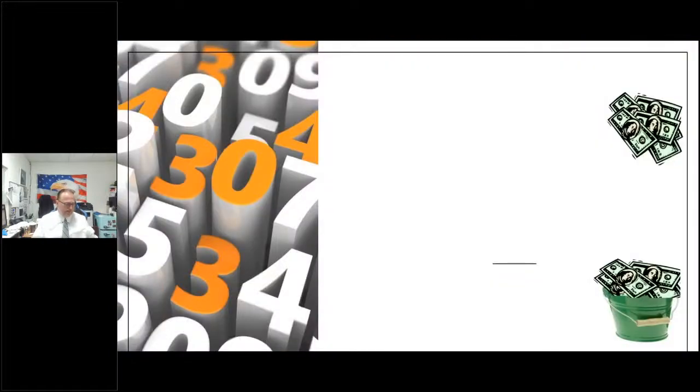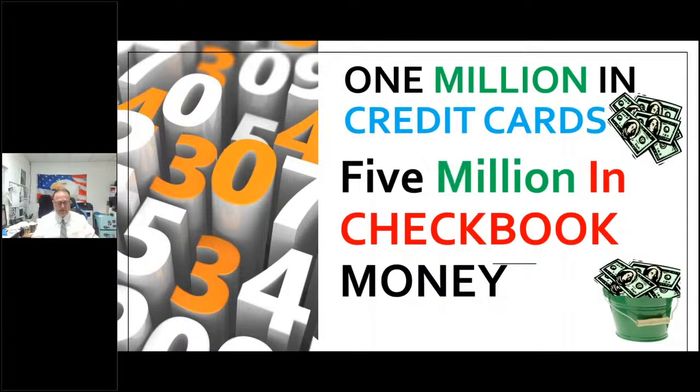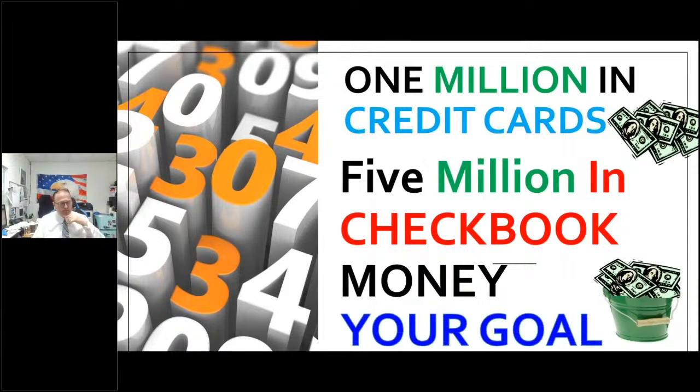So I'd like you to get $1 million of cash credit cards. Would that be all right? How about I line you up to get $5 million of checkbook money? And then we play this game.